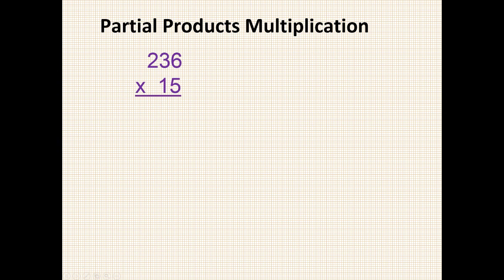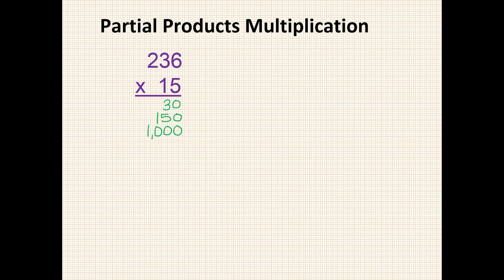This is the last problem, 236 times 15. Go ahead and pause the video if you'd like to try this one alone as well. We'll start by multiplying each digit in the number 236 by the 5 in the ones place of the number 15. 5 times 6 equals 30. 5 times 30 equals 150. 5 times 200 equals 1,000.